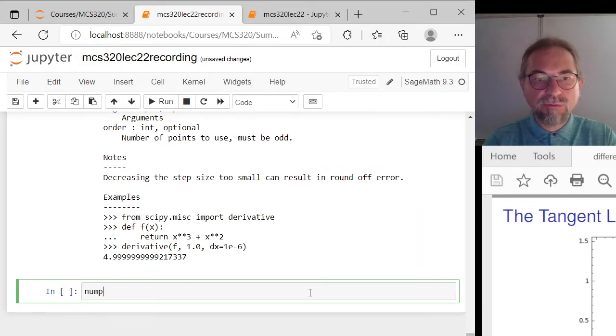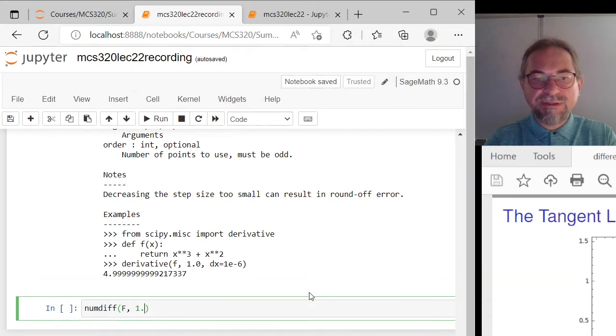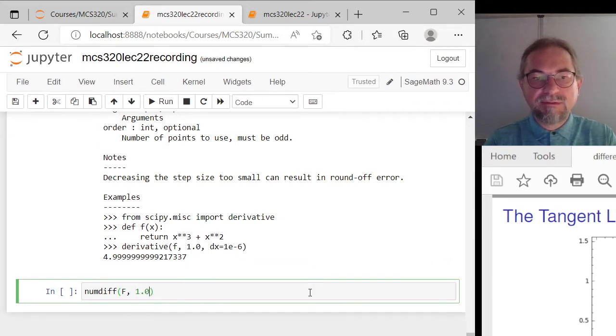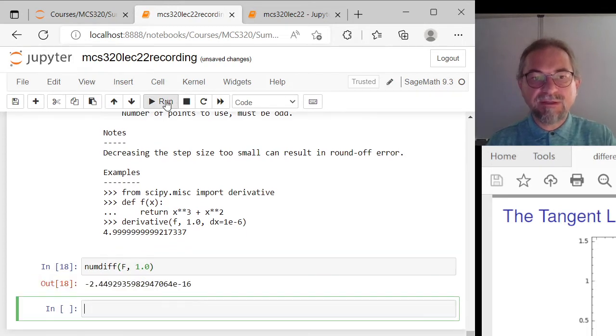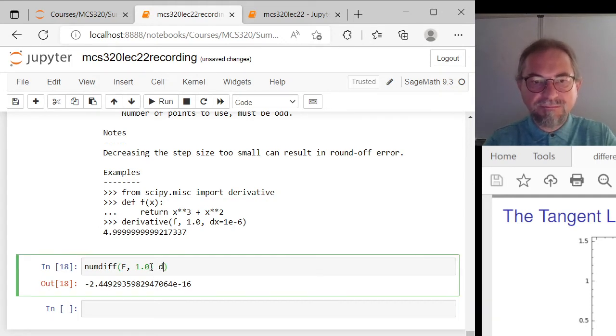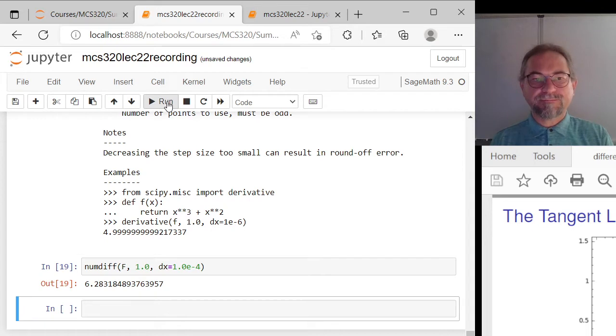So I will do numdiff. I have my function capital F. The point that I'm interested in is 1, and let me not provide any other different values. And you see that the dx is a little bit too large because I'm not believing it. So let me put the dx as 10 to the power minus 4.